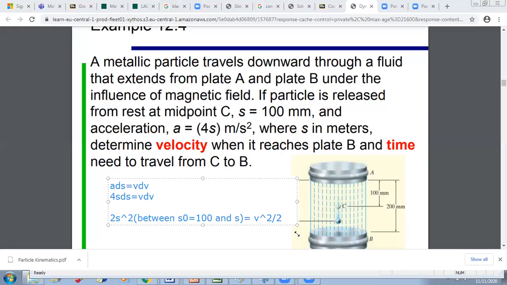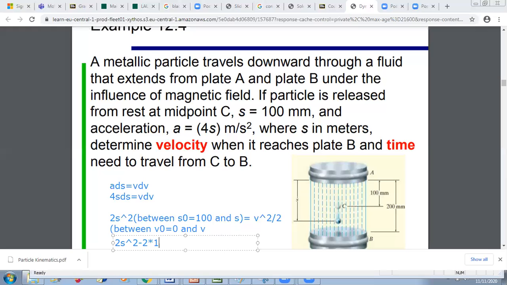Okay, so this is between V0. And what is V0 here? They said that it's starting from rest. So V0 is 0. So between 0 and V. Okay. Now if I replace, I will get 2s squared minus 2 S0 squared. So minus 2 times 100 squared.